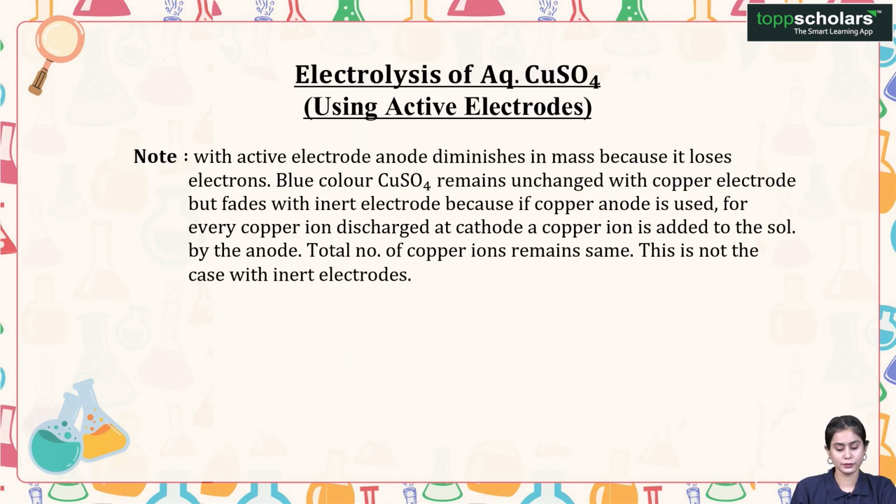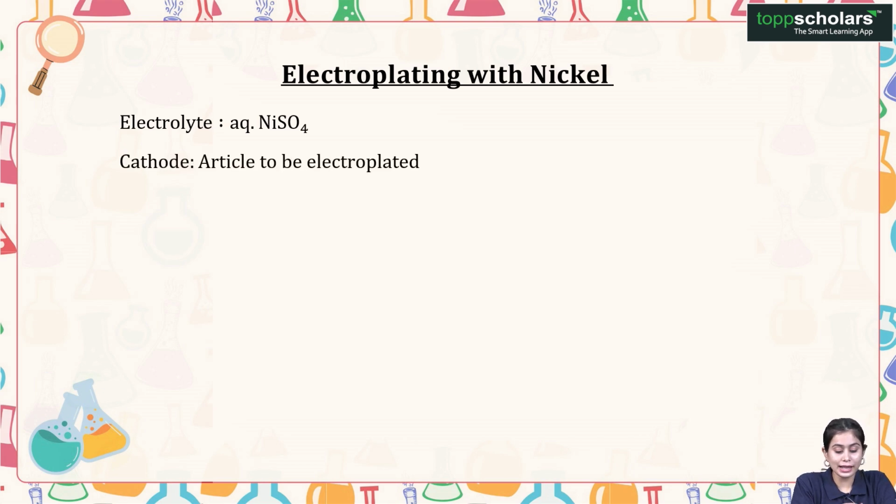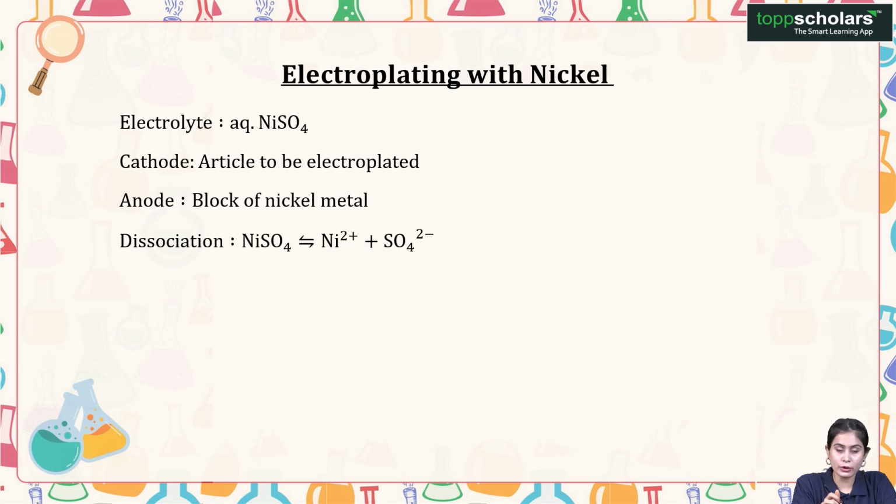Okay, let's move on to electroplating. You know what electroplating is, right? Electroplating with nickel, let's see all the important reactions. The electrolyte is aqueous nickel sulfate, the cathode is the article to be electroplated, the anode is the block of nickel metal which will be electroplated on the article. Dissociation: your nickel sulfate, your electrolyte, will dissociate to form Ni2+ and SO4 2- ions. Simple. H2O will dissociate as H+ and OH- ions.